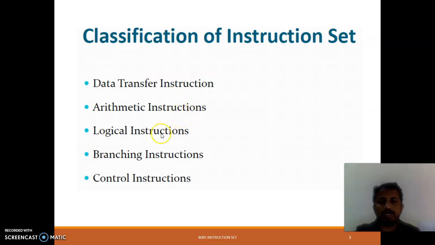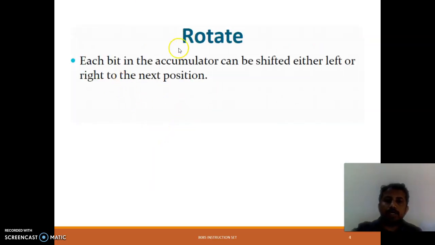These are the different classifications of instructions. So what is actually a rotate? In a rotate, each bit in an accumulator can be shifted either left or right to the next position. So each bit in the accumulator would be shifted left or right. That is about the rotate instruction. Whether you are moving a bit from the left or from the right, one after the other, you can shift one bit or more than one bit.